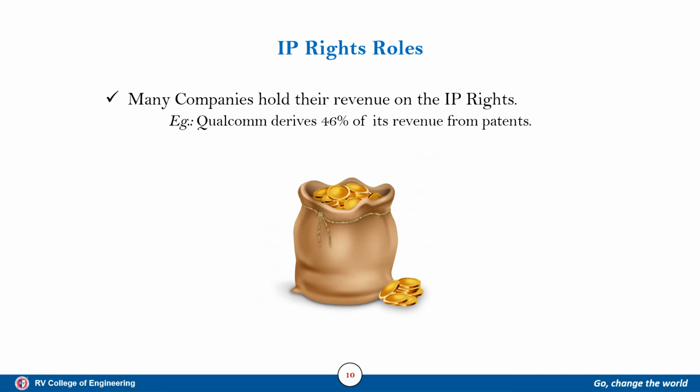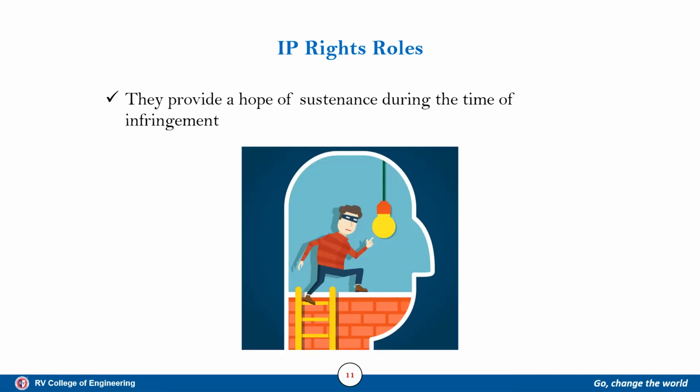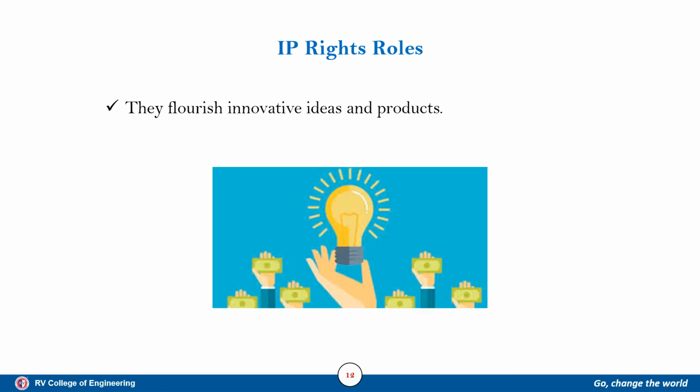Many companies derive their revenue from intellectual property rights. For example, Qualcomm derives around 46% of its revenue from the patents it owns. Many times intellectual property is unprotected and it is subjected to infringement. IP rights provide a hope of sustenance at the time of infringement. IP rights help to flourish innovative ideas and products and make them public.